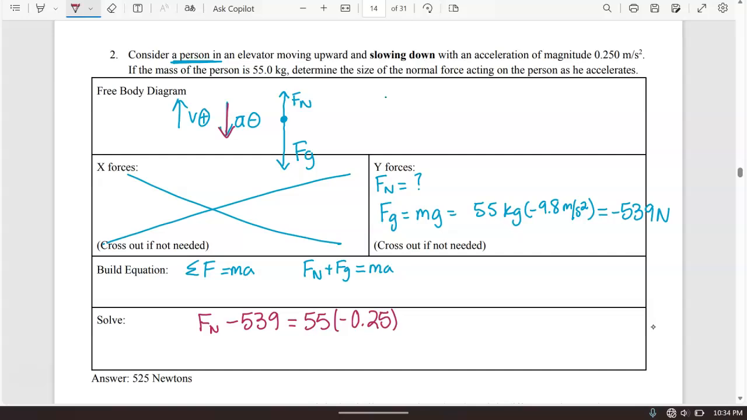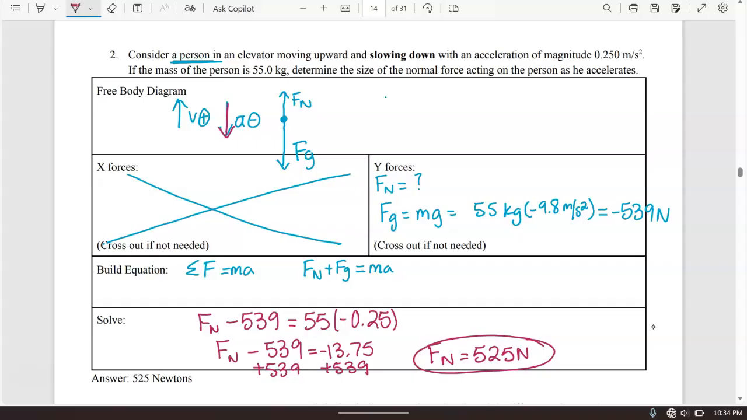It's very important that you're careful about this. When I go ahead and simplify this and solve, this side ends up being negative 13.75. I'll add 539 to both sides. And when we round to the nearest whole number, we will end up with that 525 newtons.